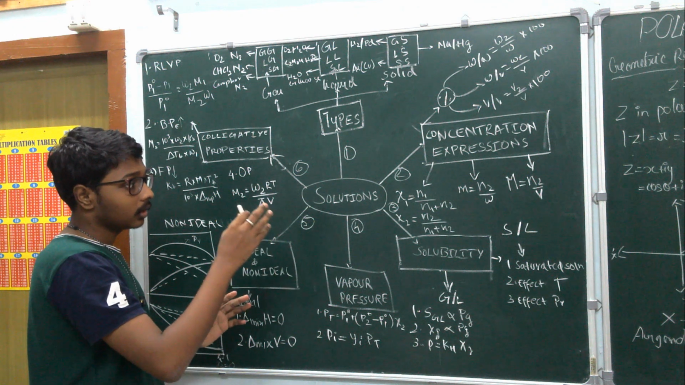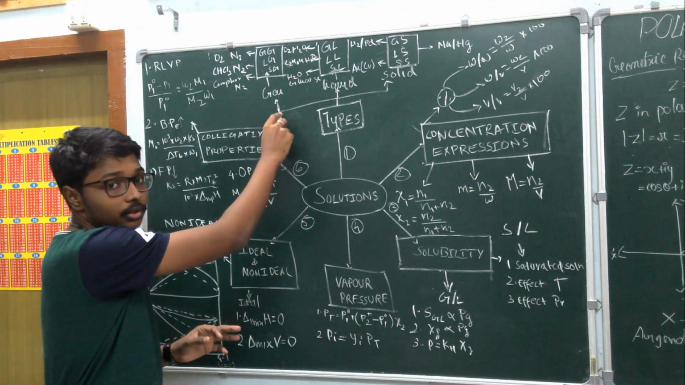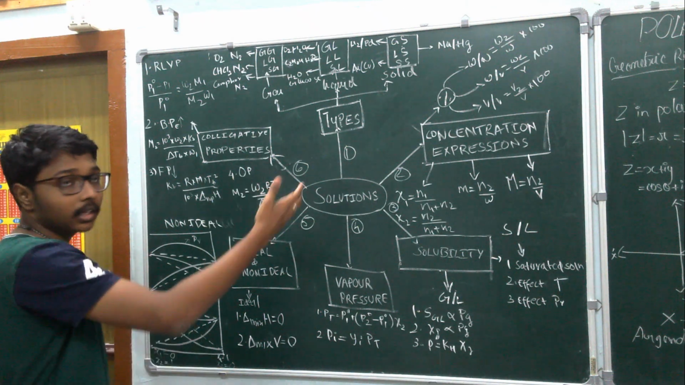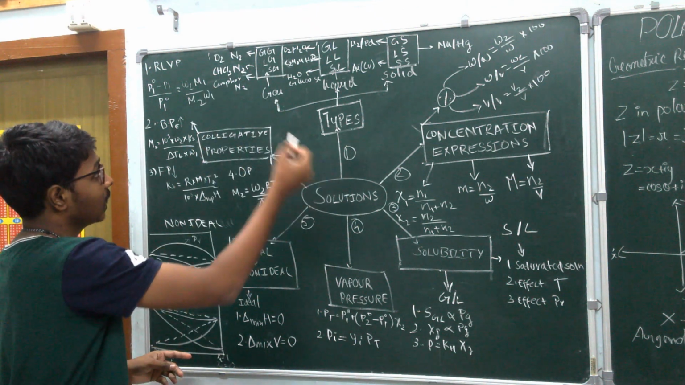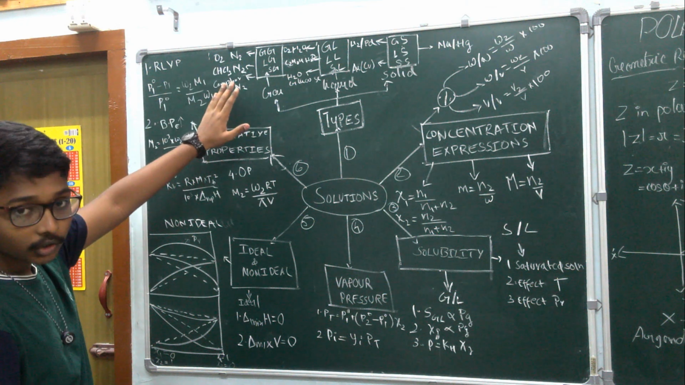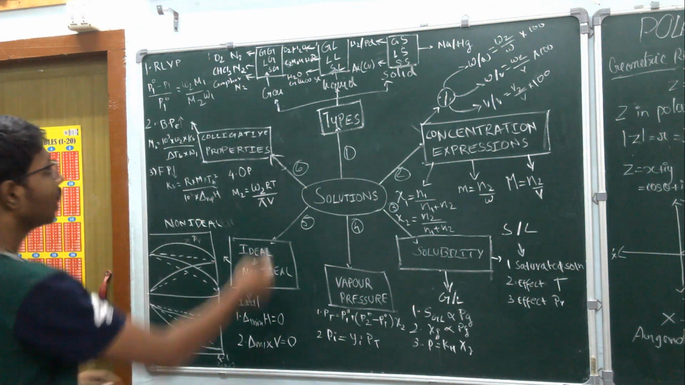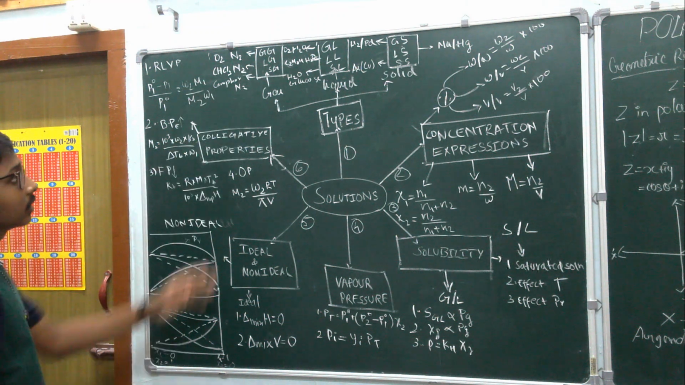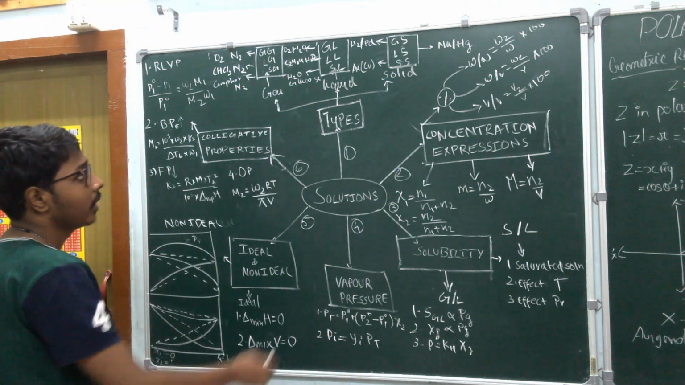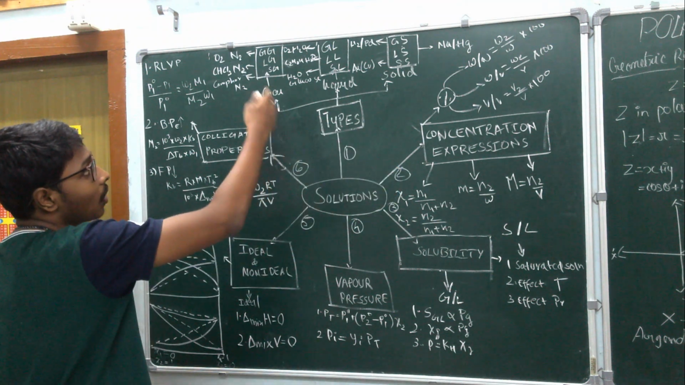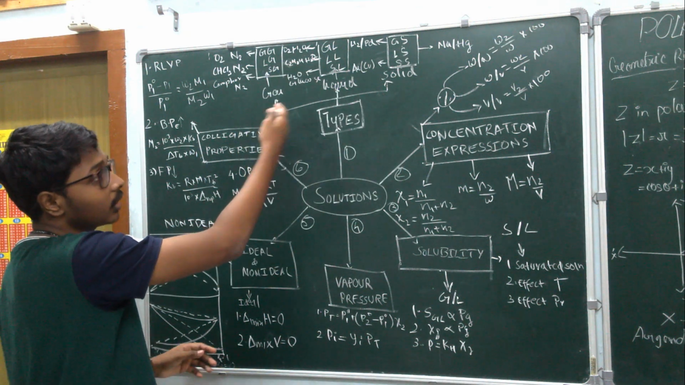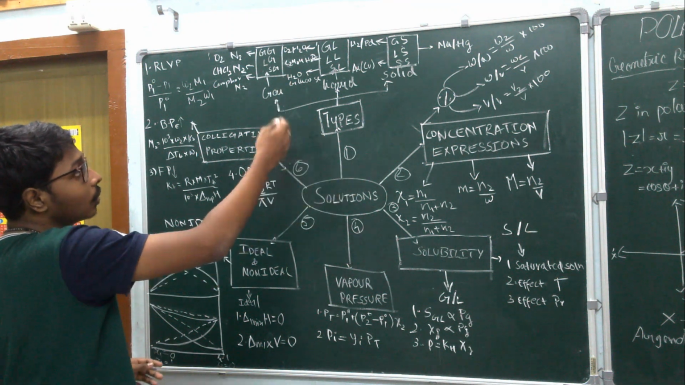Solutions are categorized into three types: gaseous solution, liquid solution, and solid solutions. Gaseous solutions are further categorized into gas and gas, liquid and gas, and solid and gas. For gas and gas, we have oxygen and N2 as a mixture, for liquid and gas that is chloroform and nitrogen, and for solid and gas we have camphor and nitrogen as an example. Now for liquid solutions, gas and liquid, we have oxygen and water. For liquid and liquid we have ethanol, which is alcohol, and water. For solid and liquid we have glucose and water.